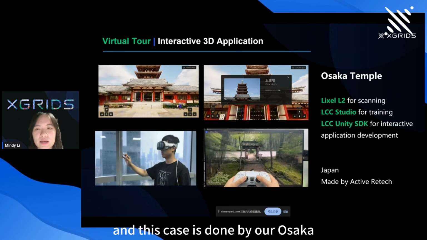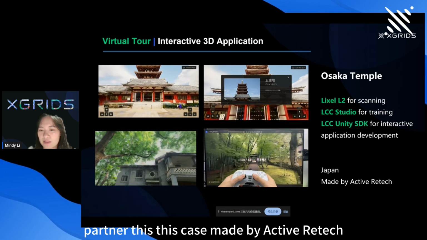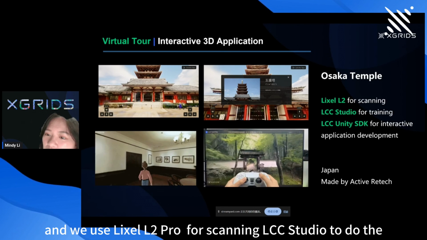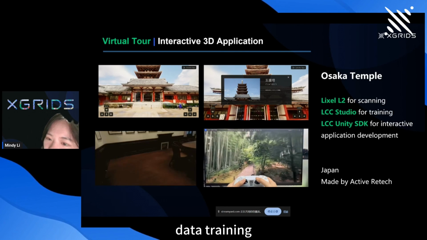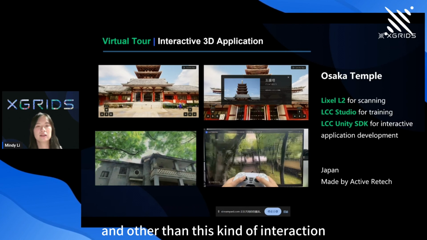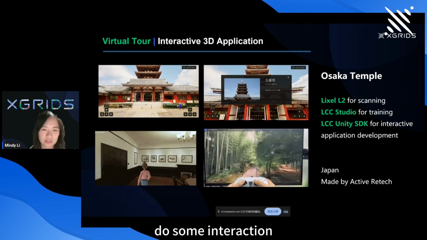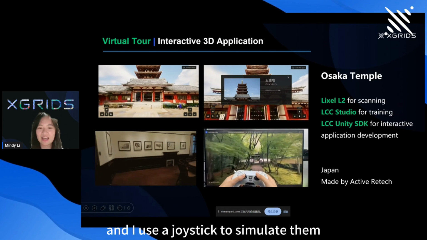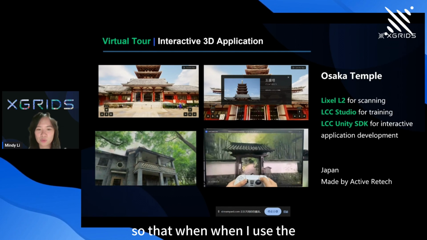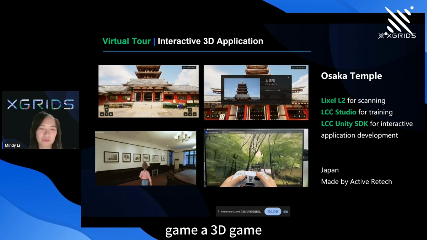Another one is a virtual tour that I mentioned. This case is done by our Japanese partner in Osaka, made by Active Retech. We use Lixel L2 for scanning, LCC Studio to do the data training, and this one is developed with the LCC Unity SDK for interaction. Other than this kind of interaction, we also can use the LCC viewer. This one is my hand, and I use a joystick to simulate the keyboard and the mouse, so that when I use the joystick to navigate, it's much more like a 3D game.